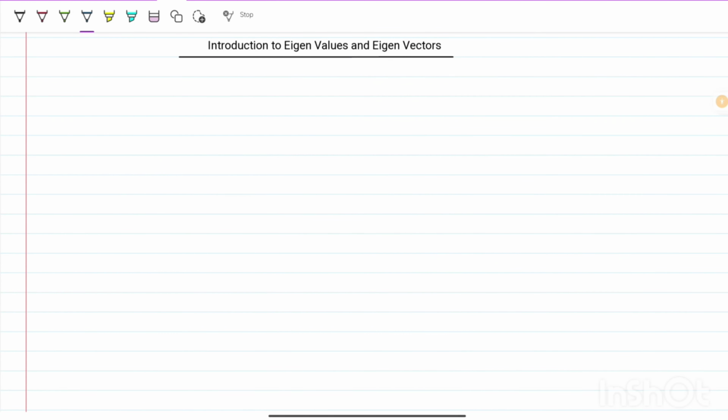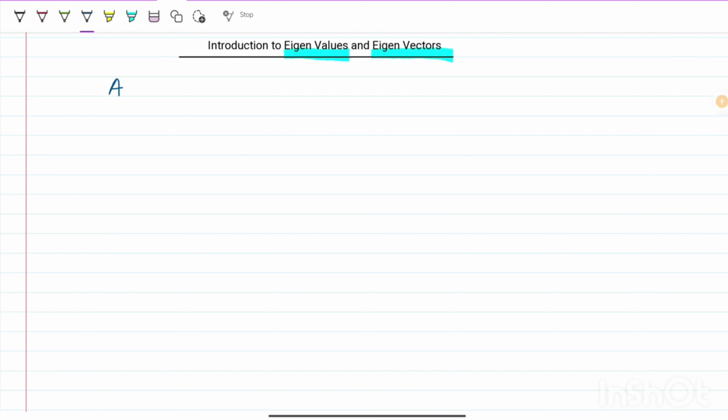Today we are going to introduce ourselves to an incredibly useful topic in linear algebra, eigenvalues and eigenvectors. If you are an undergraduate student studying mathematics, engineering or even computer science, you are going to encounter these concepts a lot. Imagine you have a matrix, let's call it A.